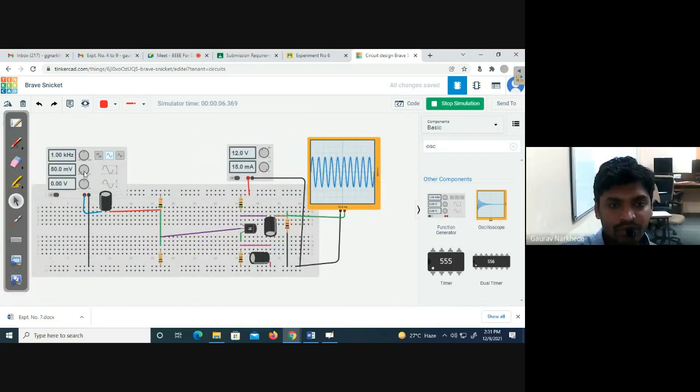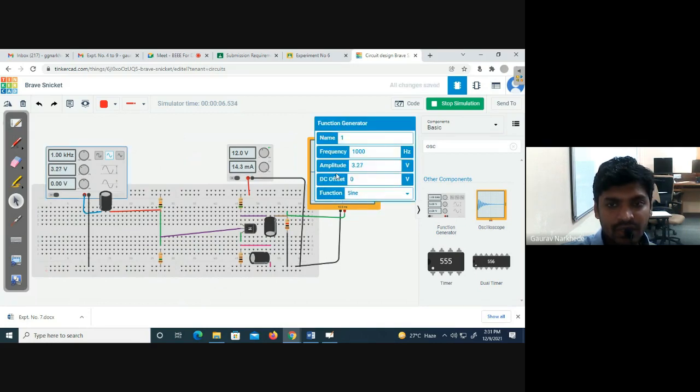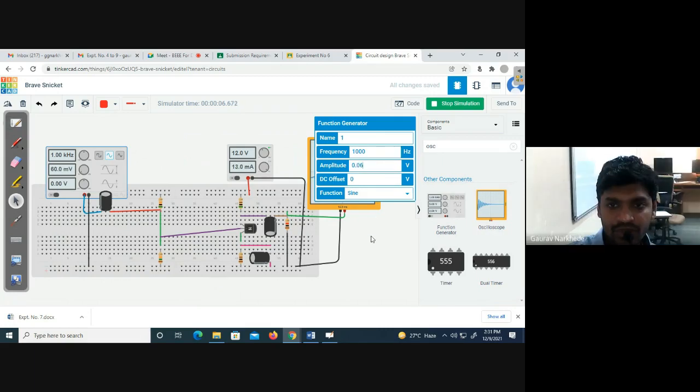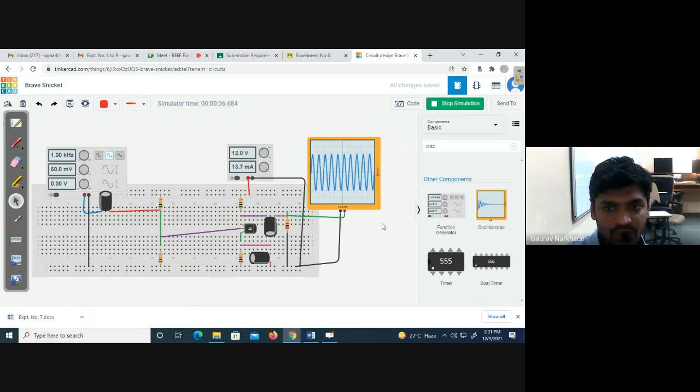Now let me increase the voltage. I need to increase the voltage in millivolt. So let me increase it to how much? 0.06, right? 60 millivolt. So if I am giving 60 millivolt, how much is it? 1, 2, 3, 4, 5, 6. So 6 into 40, 240 millivolts. Is it correct? Yes, sir.